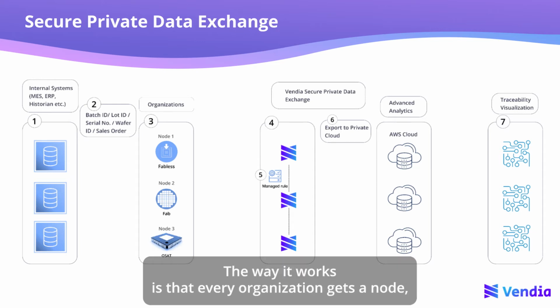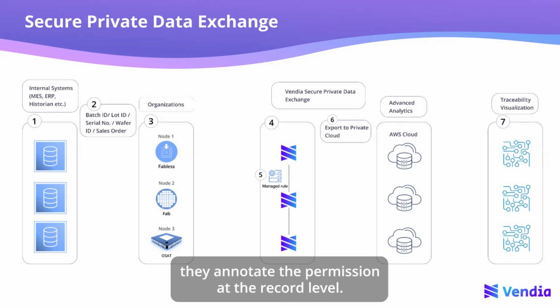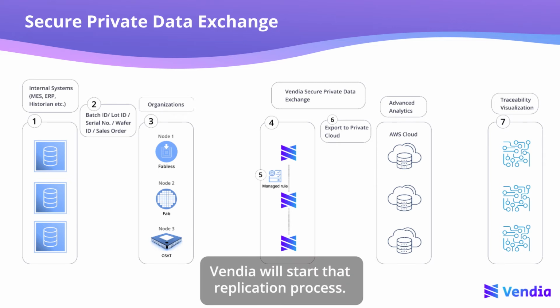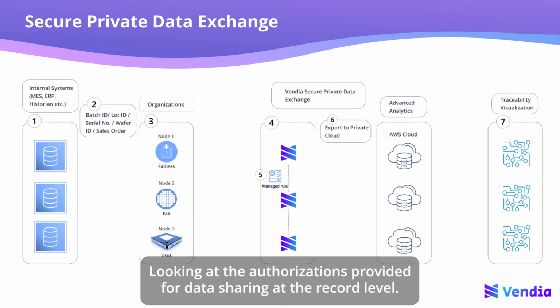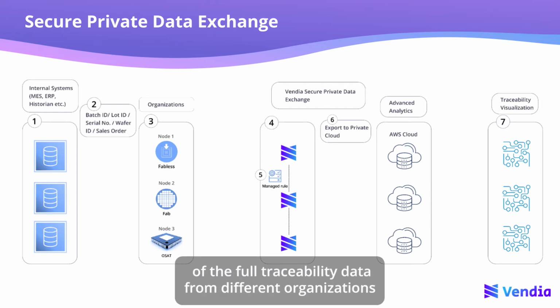The way it works is that every organization gets a node, and when organizations write data into Vendia distributed ledger, they annotate the permissions at the record level. Once the data is written by individual organization, Vendia will start the replication process, looking at the authorizations provided for data sharing at the record level. Eventually, what will happen is every node will get a read-only copy of the full traceability data from different organizations.